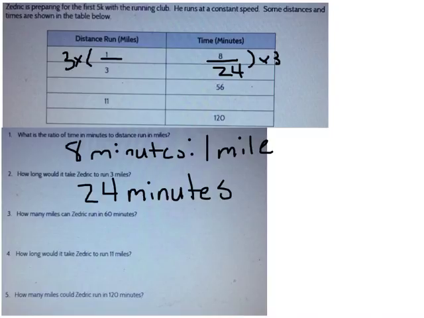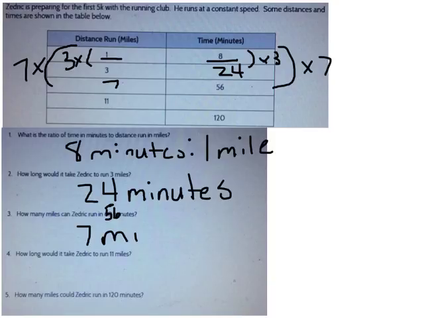How many miles can Zedric run in 56 minutes? Again, I need to multiply by the same thing to find these two quantities. 8 times what is 56? 8 times 7 is 56. To find the number of miles, I can multiply the 1 times 7. What's 1 times 7? It's 7. Zedric can run 7 miles in 56 minutes.